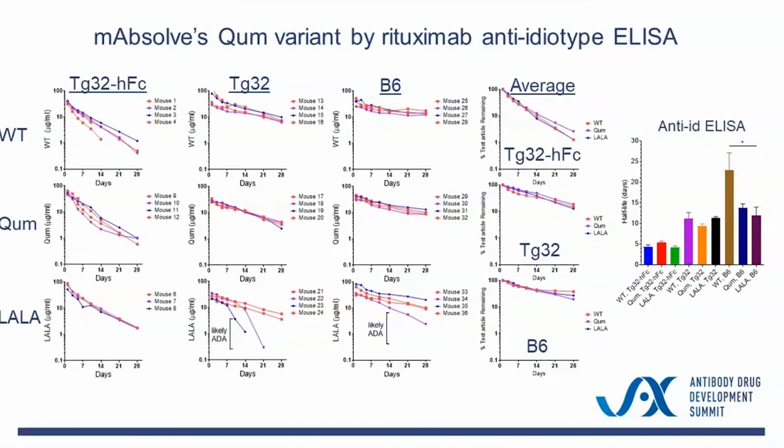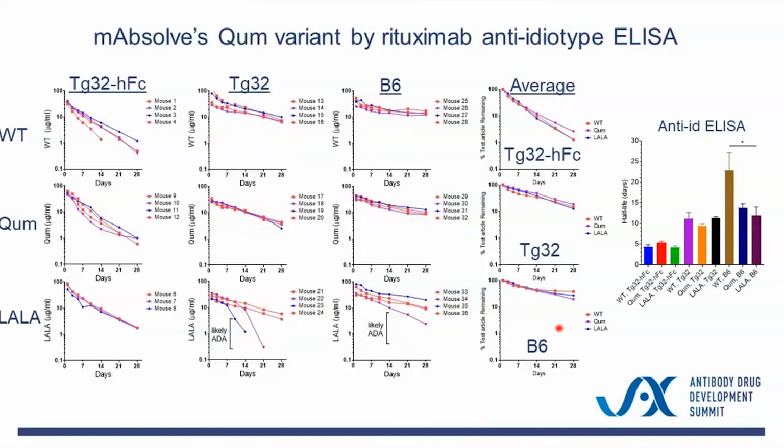When we go to the anti-idiotype ELISA data, now we have data from the TG32 HFC mice, and you can see that the clearance is a little more rapid, and that's because of that competition from the endogenous human IgG1. And that's true for all 3 versions of the rituximab. And we see, just as with the human IgG data, that there's evidence of ADA for the LALA version, both in the TG32 as well as the black 6 mice.